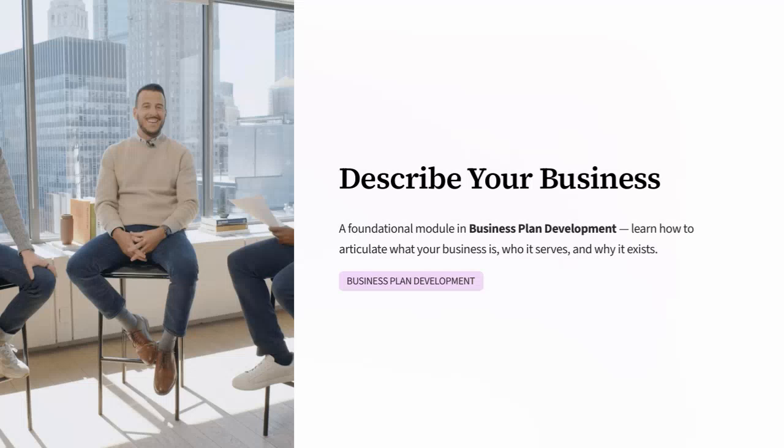This module focuses on the foundation of any strong business plan, clearly describing your business. I'll guide you through how to explain what your business does, who it serves, and the purpose behind its existence. These points may sound simple, but together they create the core story that helps others understand and evaluate your business. A clear business description gives direction to the rest of the planning process, making it easier to define goals, communicate value, and build a coherent plan.